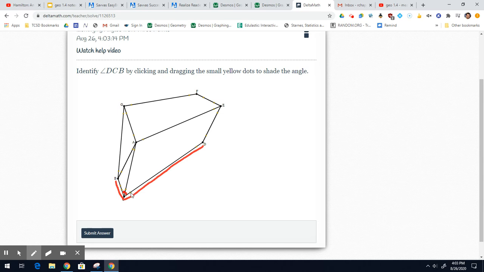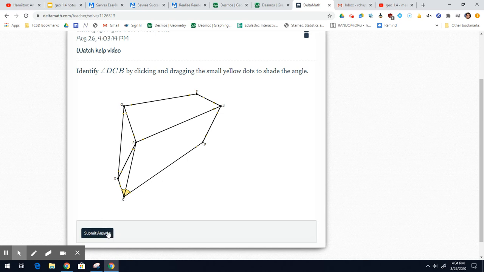Notice that there's this yellow dot right there and that yellow dot right there, closest to the vertex, one on this side, one on that side. Those are the two dots that I'm going to connect, and you're going to see that in a second. So if I take my mouse here, DC, that's this dot, CB, that's this dot. So it's these two dots right there that I'm going to connect. And again, that gives me angle DCB.